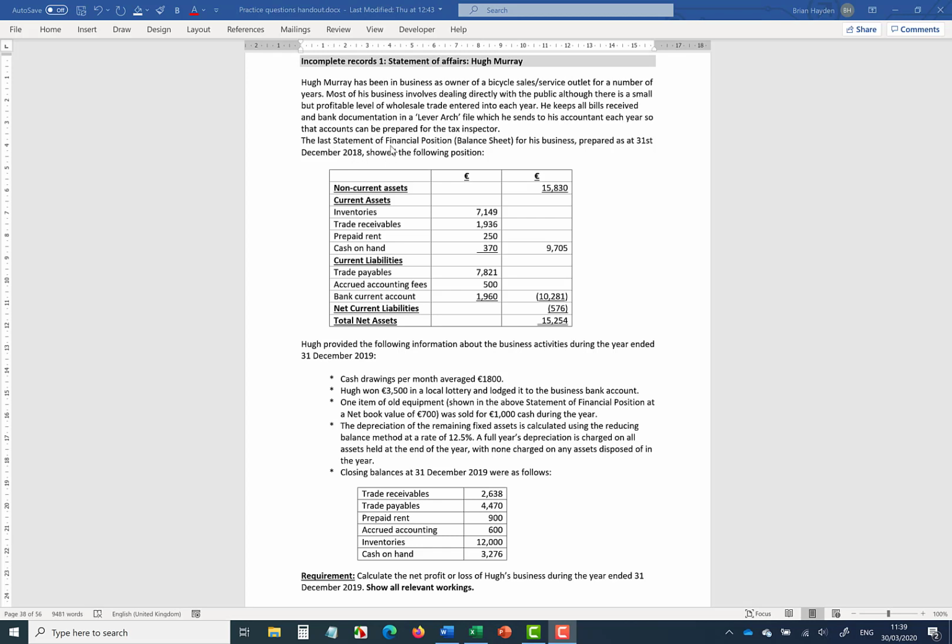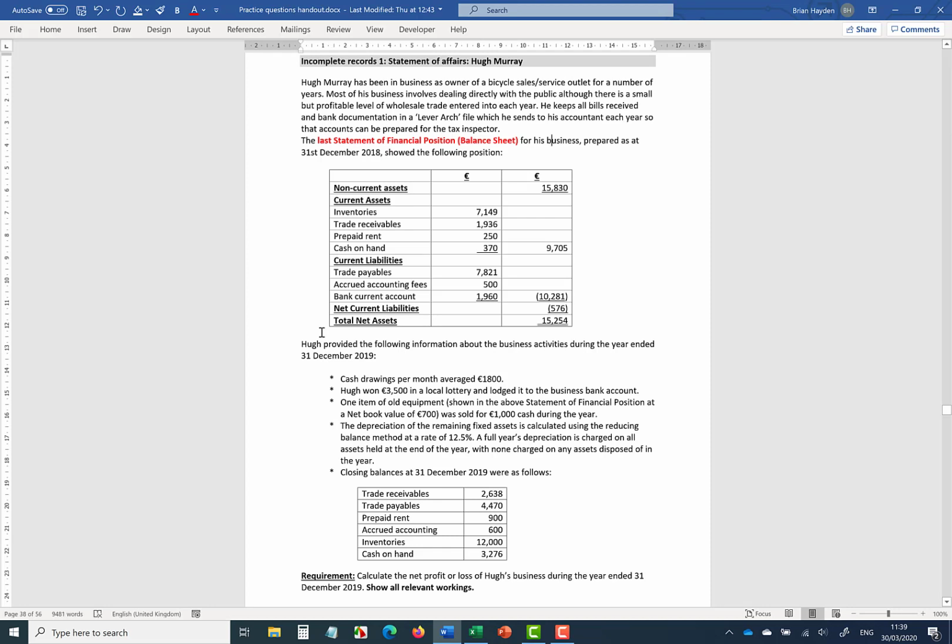Now you're told the last statement of financial position, or the balance sheet for his business prepared at December 18, shows the following. Now there's the first little piece of information. So what we're about to look at is his balance sheet that was prepared previously. So that'll be the opening balance sheet. And this shows the following. You've got all the details listed in quite a helpful format, all the way down to total net assets.